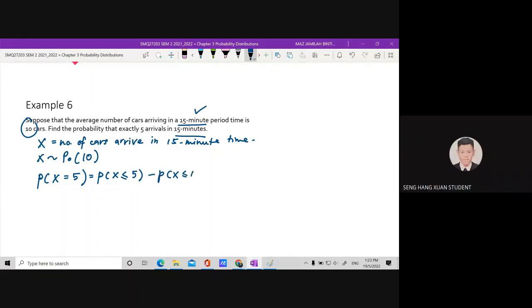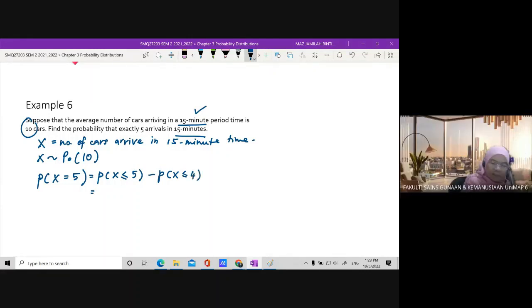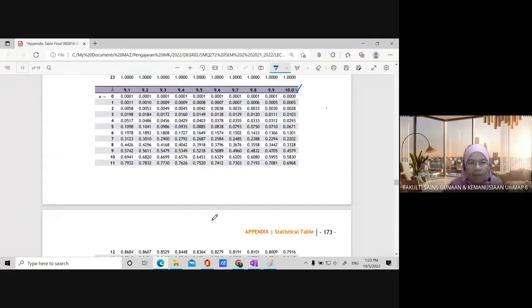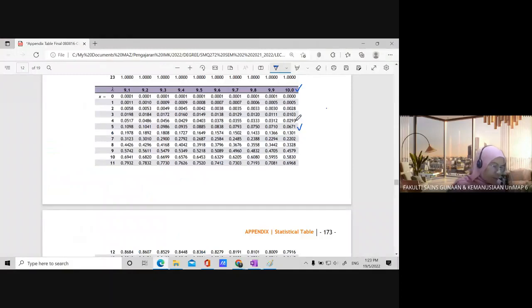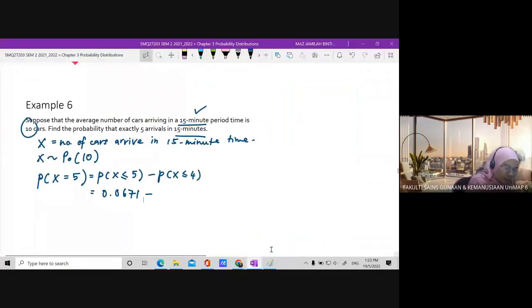4. Yes, directly from the table. So we can see less than or equal to 5 is 0.0671. 0.0671 minus the value for 4, 0.0293. 0.0293. Can someone calculate, class?